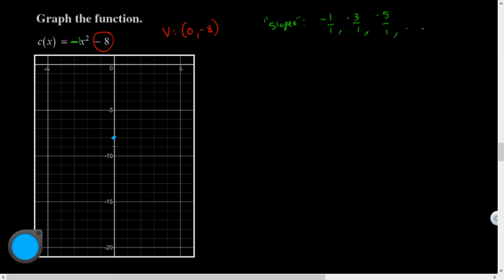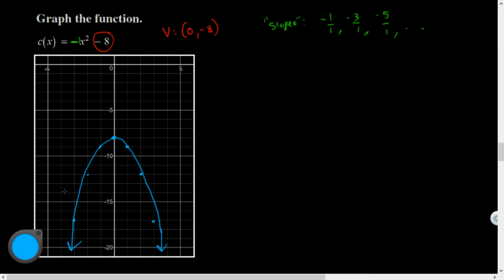We're going to go down 1 over 1. Down 3 more: 1, 2, 3 over 1. I'm just moving by these slopes, so it's actually not that bad, way better than making a table of values. And then down 1, 2, 3, 4, 5 over 1. And let's mirror it. Then I'll just draw the best parabola that I can.